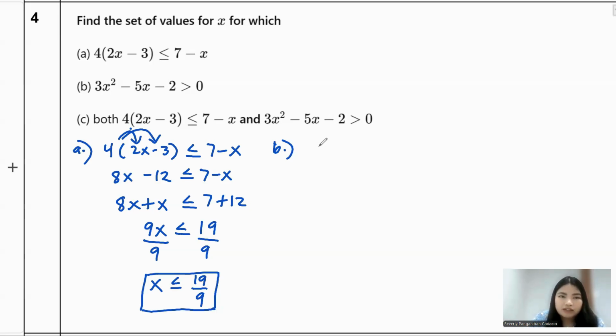Whatever method you like, the quadratic formula will be given in the test, or magic X. I can go with magic X here, so at least you can recall, but it's still up to you guys. So what I'm going to do is 3 times negative 2, which is negative 6, and I will put it on the top. The one at the middle, which is negative 5, will be here at the bottom. And then you're going to think of two numbers that when you multiply give negative 6, and when you add give negative 5. So what do you think that is?